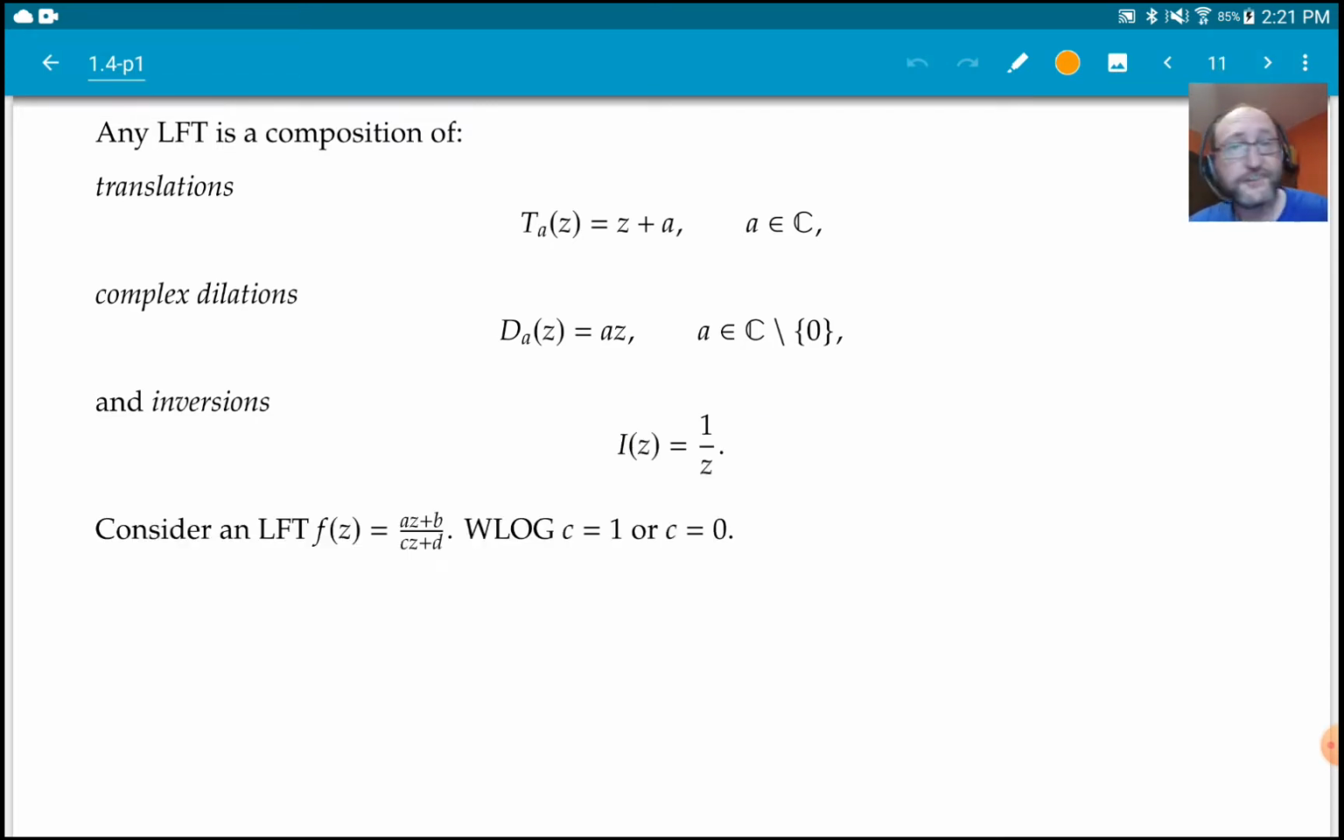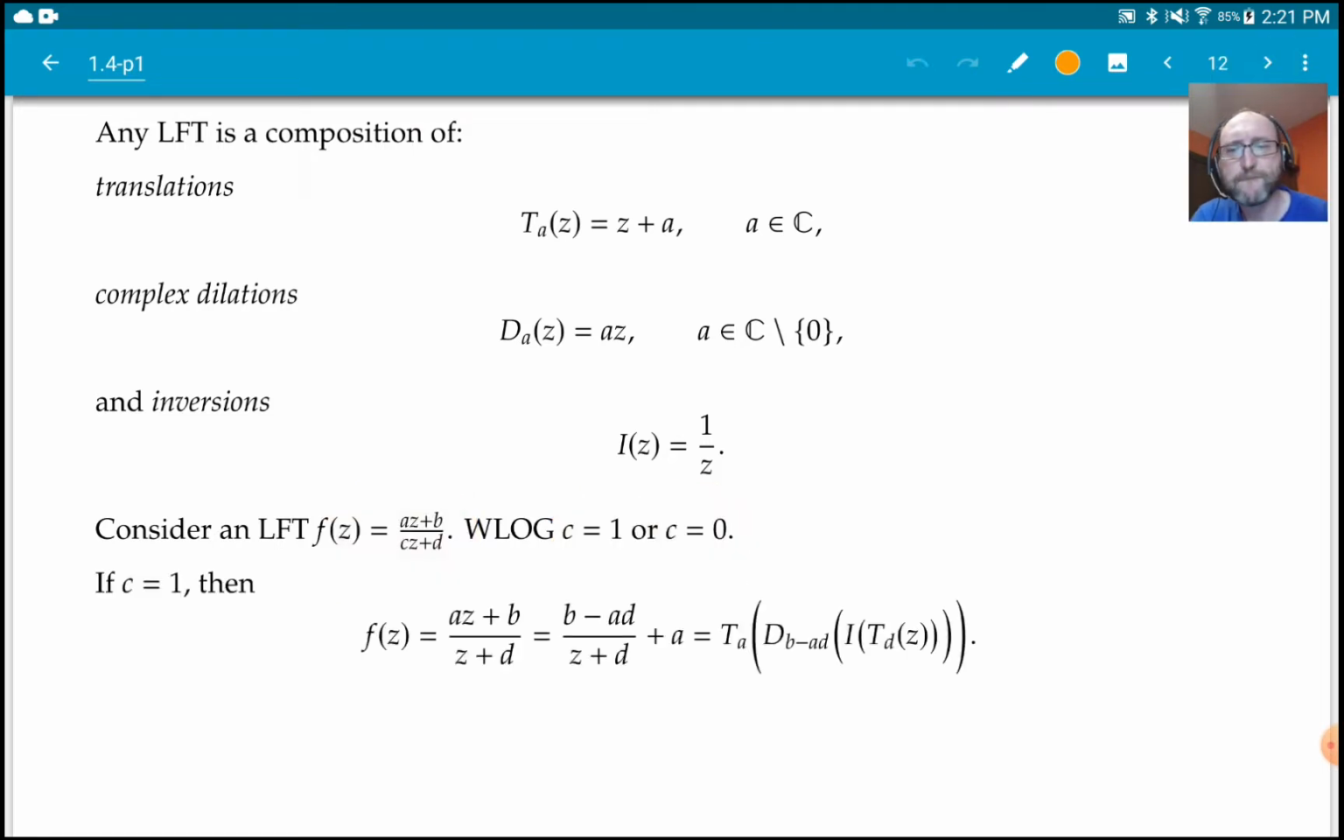Now, let's show that any LFT is really a composition of these three guys. So suppose that we have an LFT like this. Now, without loss of generality, we could assume that either C is 1 or C is 0. Those are the two cases, really. And so if C is 1, I really have this expression over here. Now, just a little bit of algebra gives me this. And now if you read through this, it's really this composition.